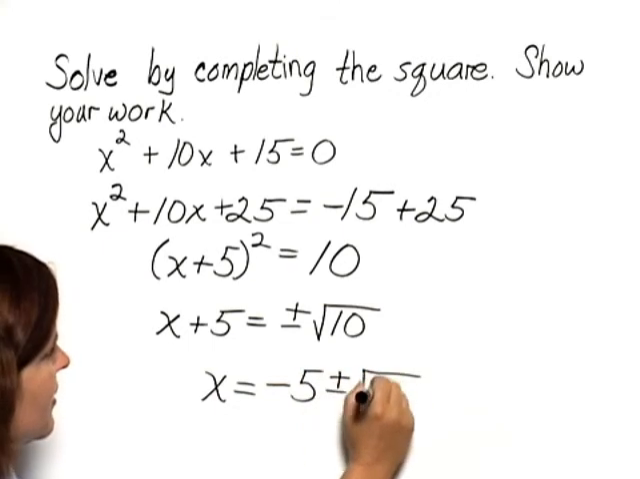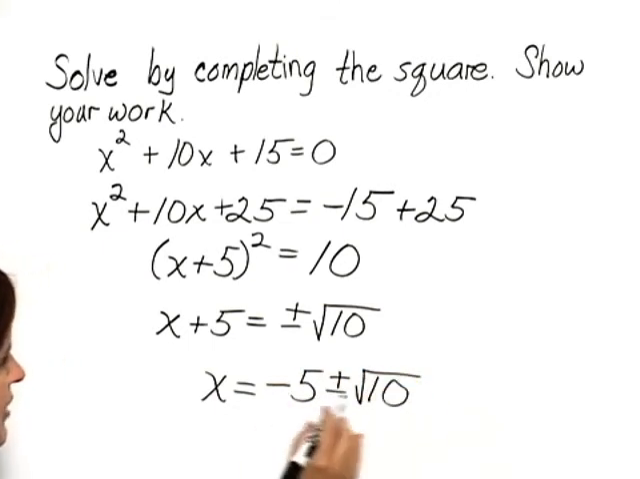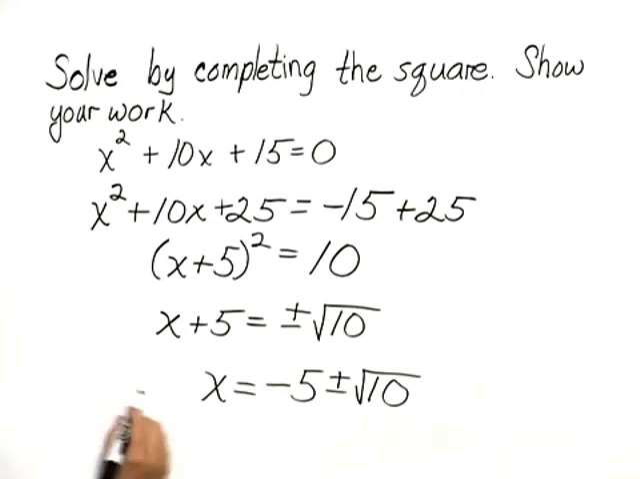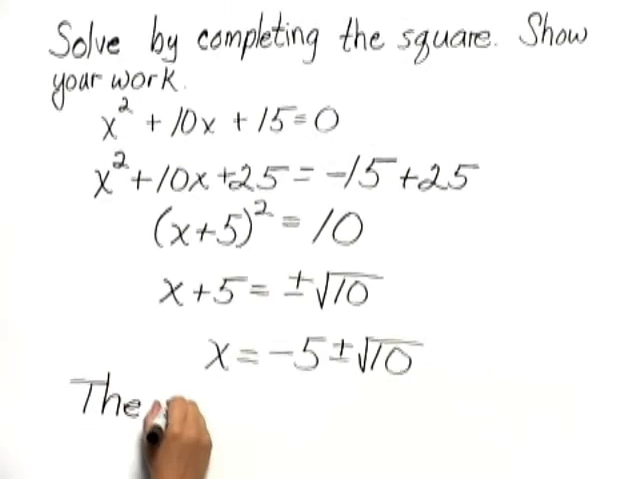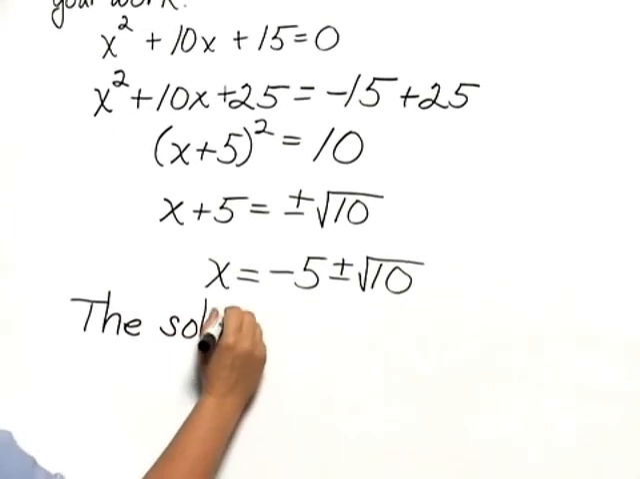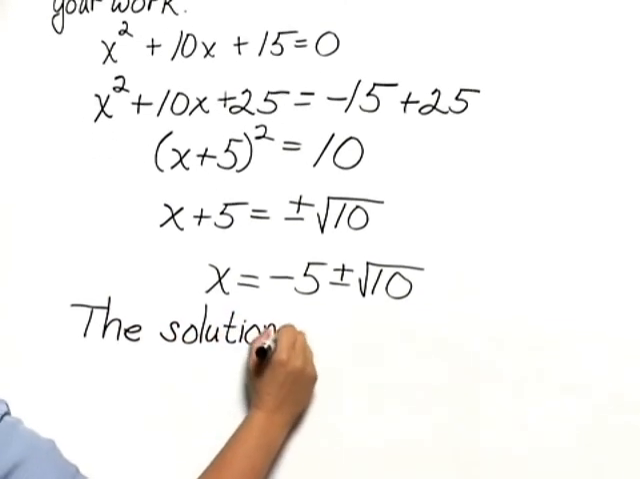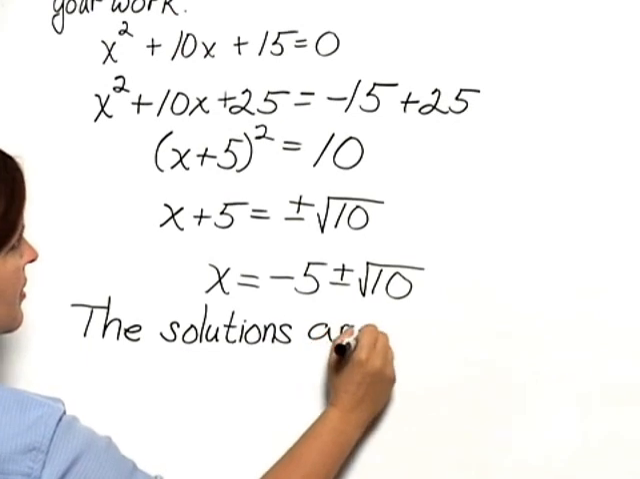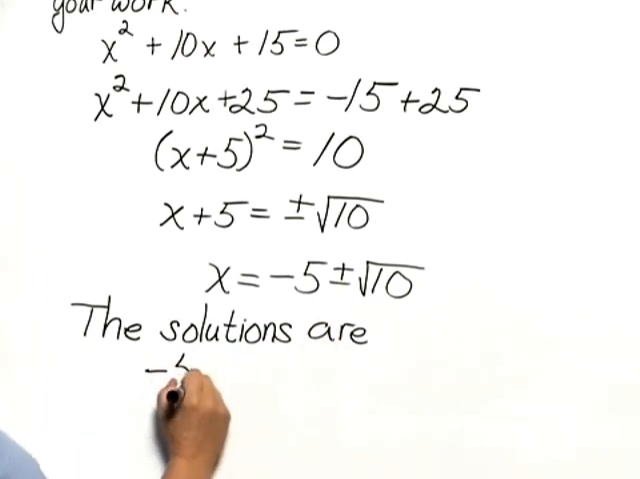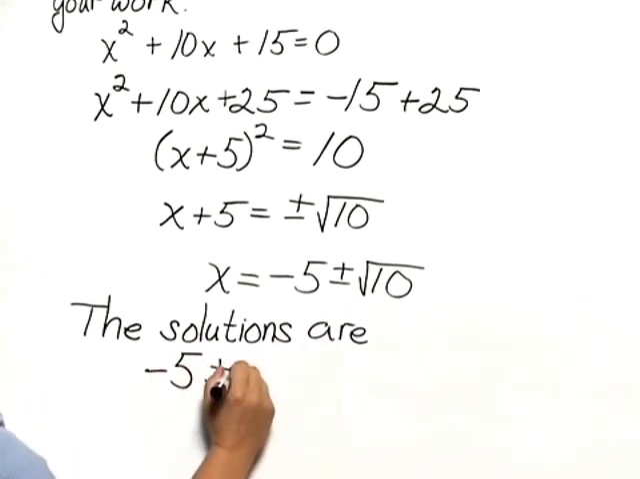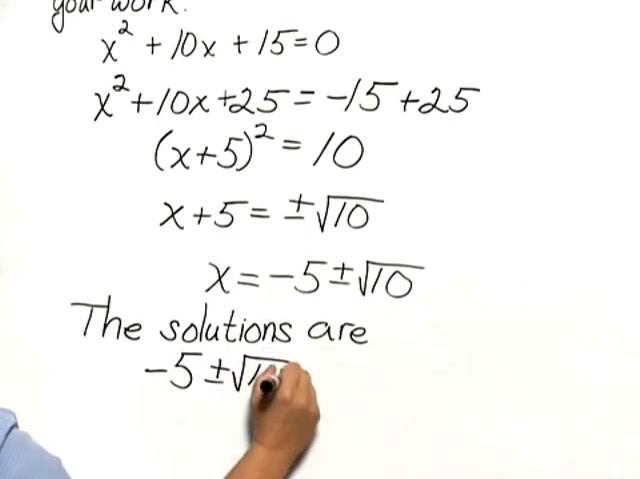square root of 10. Now this stands for two solutions, negative 5 plus the square root of 10 and negative 5 minus the square root of 10. So we can write that the solutions are negative 5 plus or minus the square root of 10.